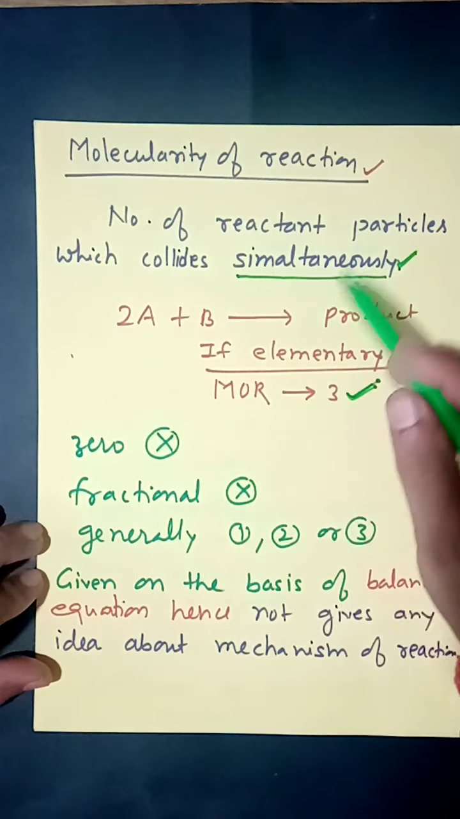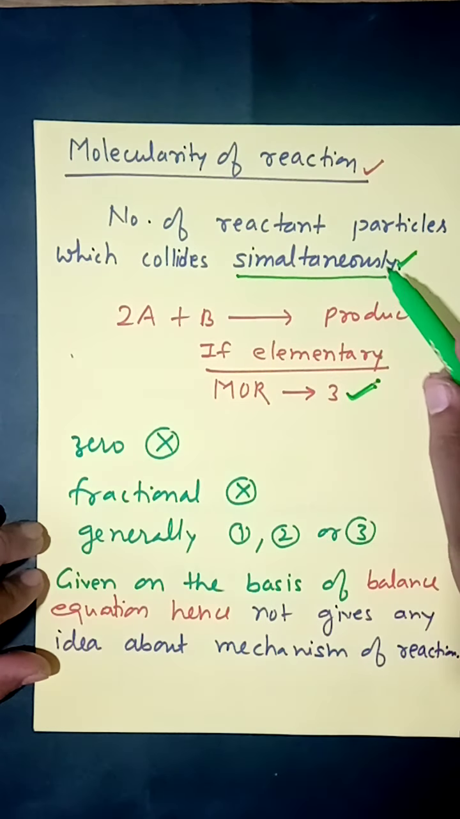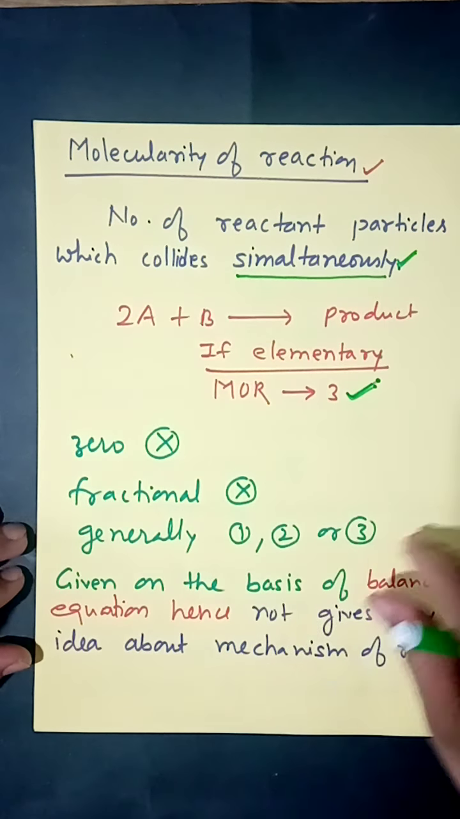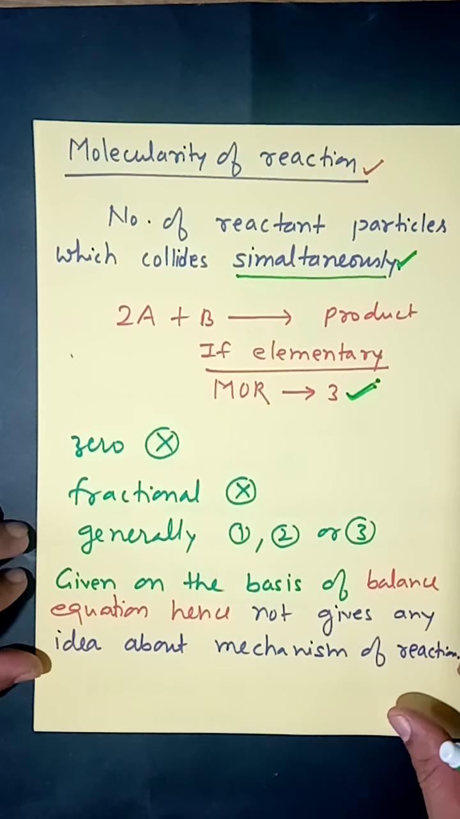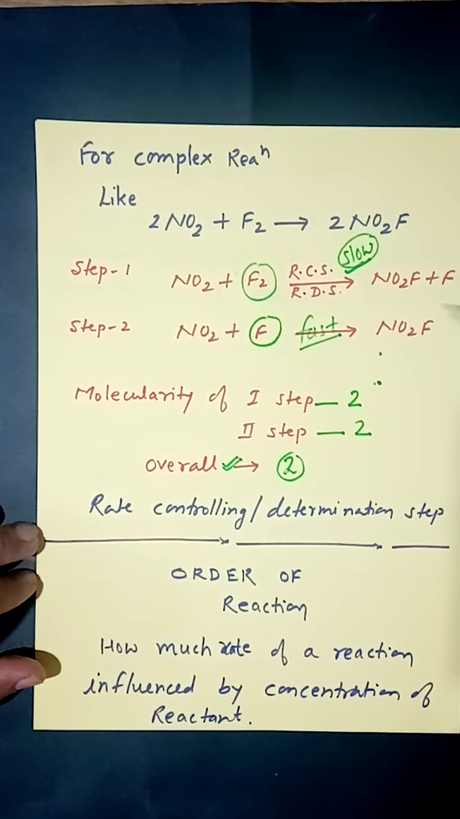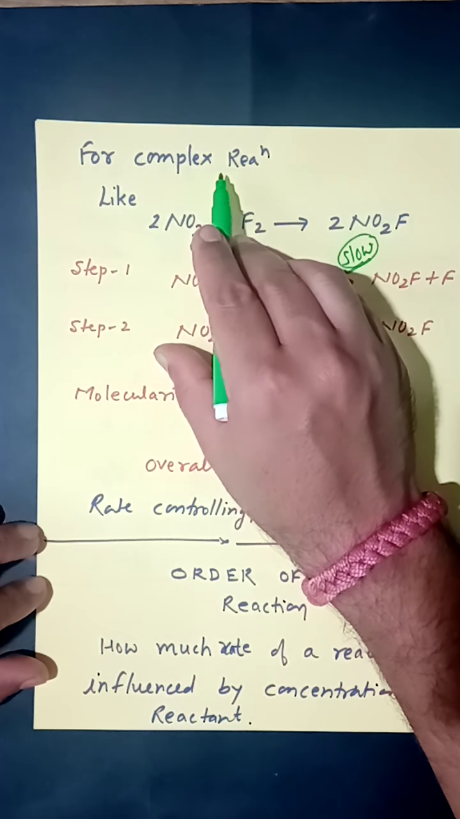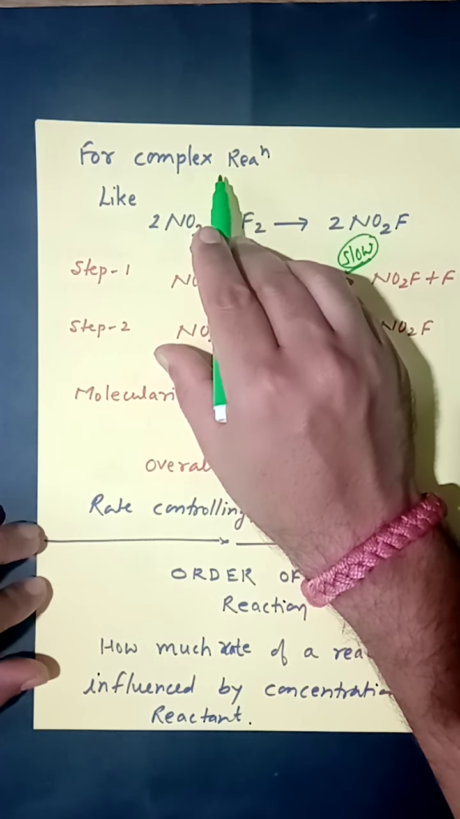But this is not the definition. We have defined this earlier. It is the number of particles which must collide simultaneously in the reaction. Now before we proceed further to the properties of molecularity of reaction, look at one example of a complex reaction. I hope you remember complex reactions, the reactions which complete in 2 or more steps.